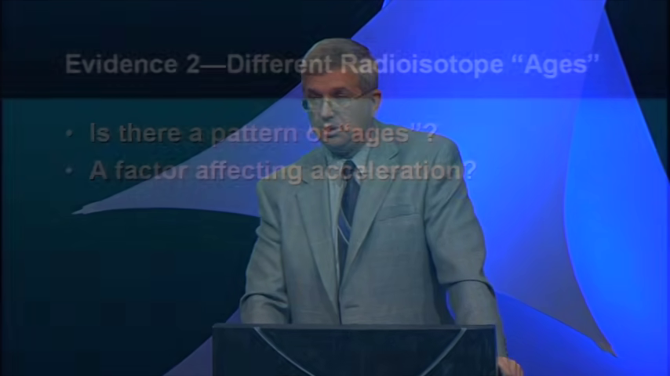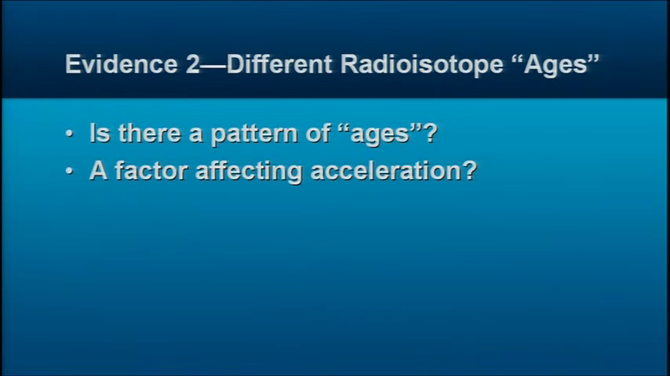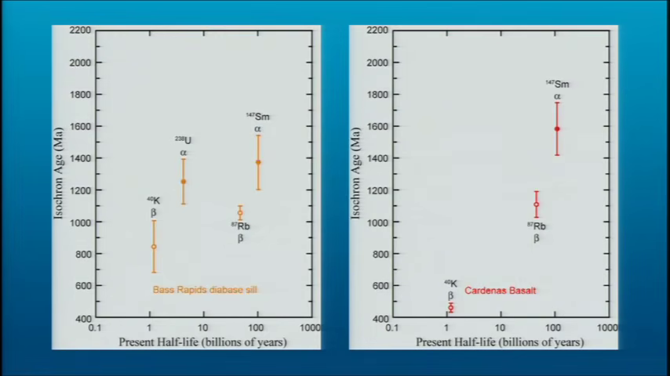Yes, there was. Is there an underlying factor that we can determine? Yes, because if there's a pattern in these results, and there are patterns, that means there's a systematic process going on that would explain this accelerated nuclear decay. So if we look at some of these results, you've got the diabase sill, and notice that the potassium is younger than the rubidium, the same in the Cardenas basalt. The potassium is younger than the rubidium. The potassium has a shorter half-life, it decays more rapidly and it gave a younger age. The rubidium-strontium, which decays by the same beta decay process, gives an older age.